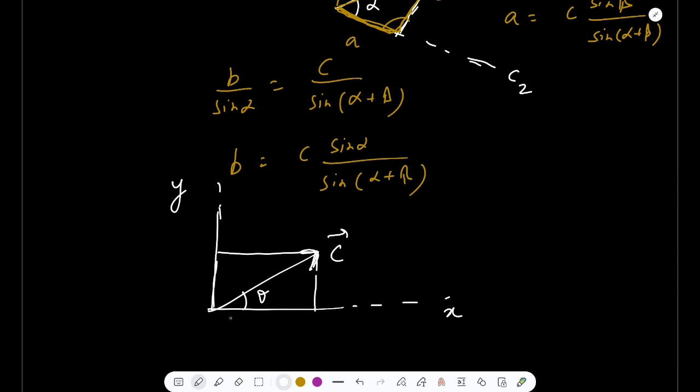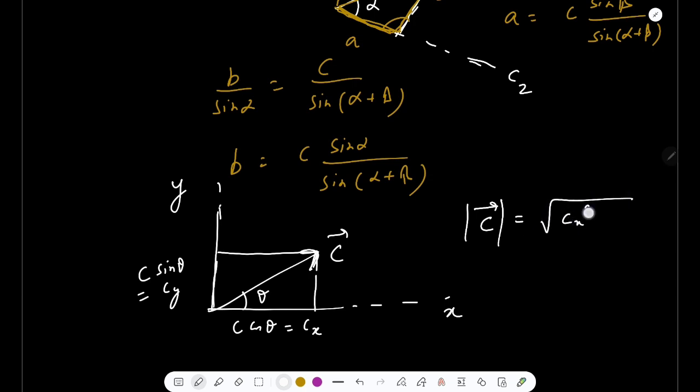The scalar component of vector C can be simply written as C cos theta, and just name it Cx, that is the x component of vector C, and the y component simply as C sin theta, that will be the y component of vector C, written simply as Cy. And then you can write more things using geometry, nothing else. The modulus of vector C will be under root Cx square plus Cy square.